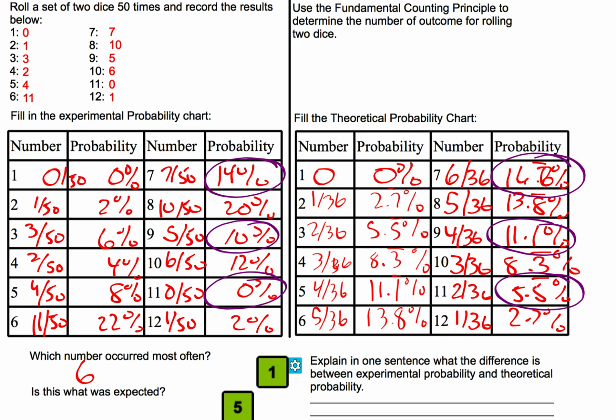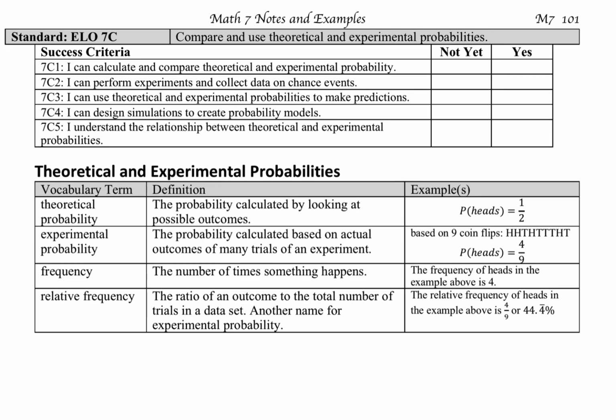Let's get into the notes on this. So this is on page 101 of your notebook. Vocabulary, theoretical probability. The probability calculated by looking at possible outcomes. For example, the probability of getting heads on a fair coin is 1/2. Experimental probability. The probability calculated based on actual outcomes of many trials of an experiment. So based on 9 coin flips, where you get heads, heads, tails, heads, tails, tails, tails, heads, tails, the probability of heads would be 4 out of 9, because 4 out of 9 times, the outcome was heads.